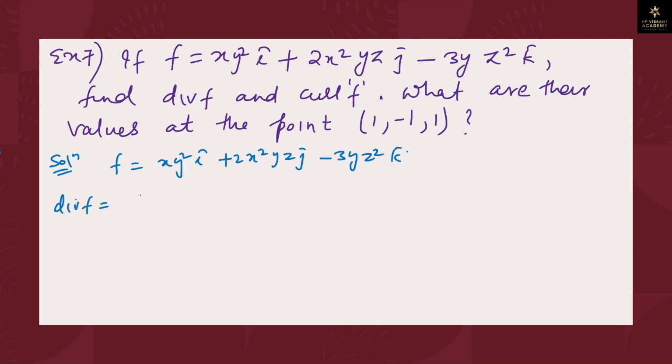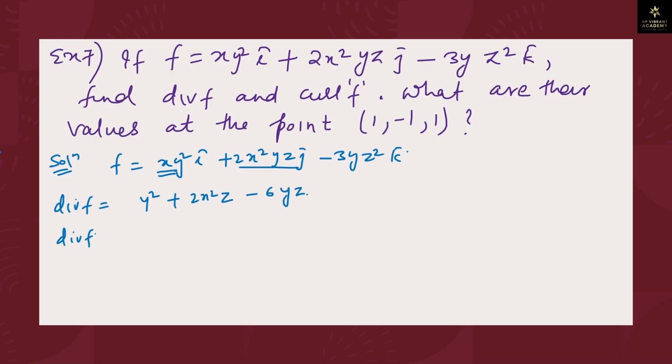This is the divergence of f. So this is equal to, let us take del upon del x with this one, this is y square. Del upon del y with respect to this, this is plus 2x square z. This is del upon del z, this is minus 6yz. Okay, divergence of f.